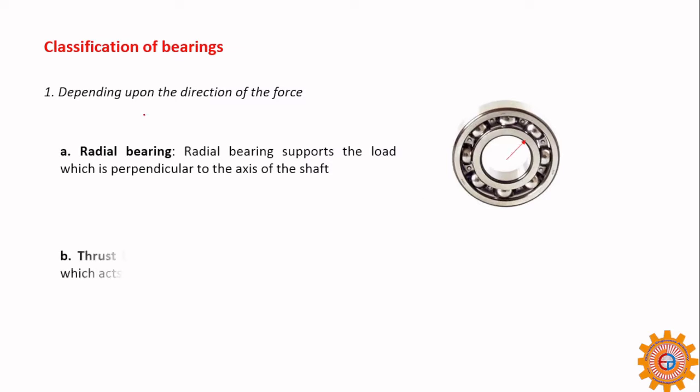Next, thrust bearing. Thrust bearing supports the load which acts along the axis of the shaft. So the load direction is the shaft axis. Radial means the direction is perpendicular to the axis of the shaft. This classification is based on the direction of the force.